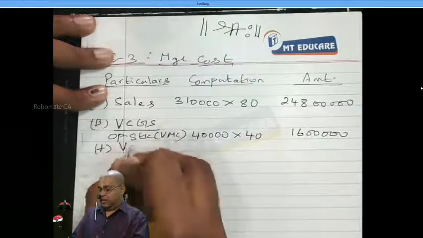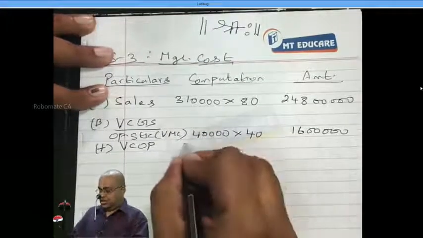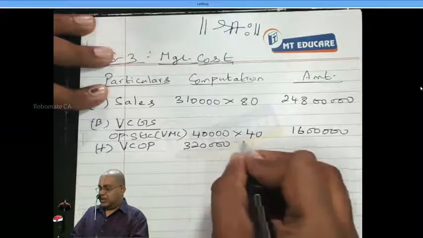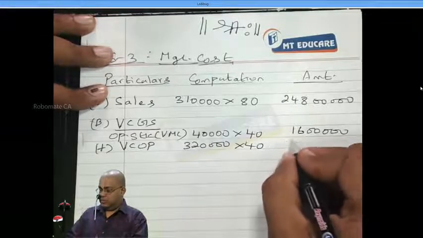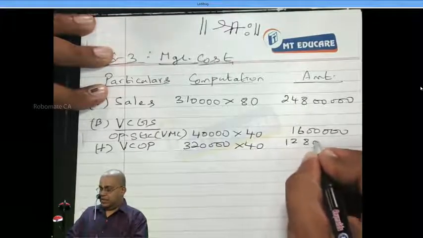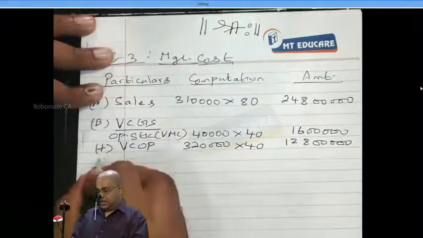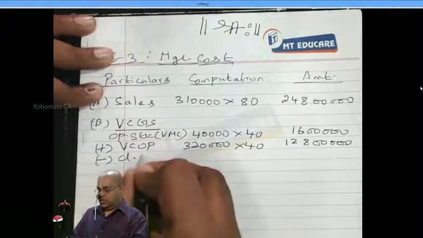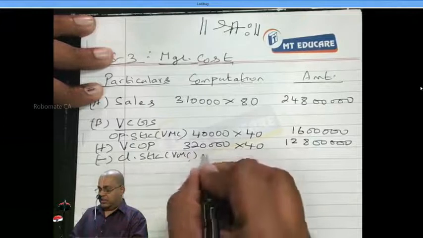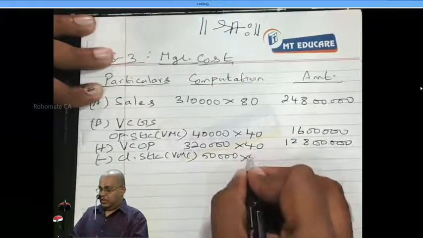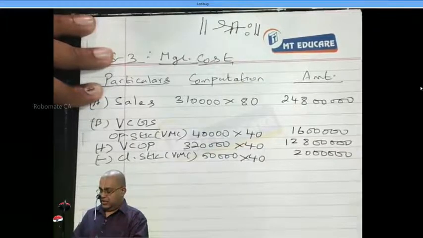Add what? Variable cost of production. At variable cost of production, I produce 3,20,000 units into 40, which gives you 1 crore 28 lakhs. Minus what? Closing stock, again at variable manufacturing cost. How many units? 50,000 into 40 gives how much rupees? 20 lakhs. Everybody, are you following or not?